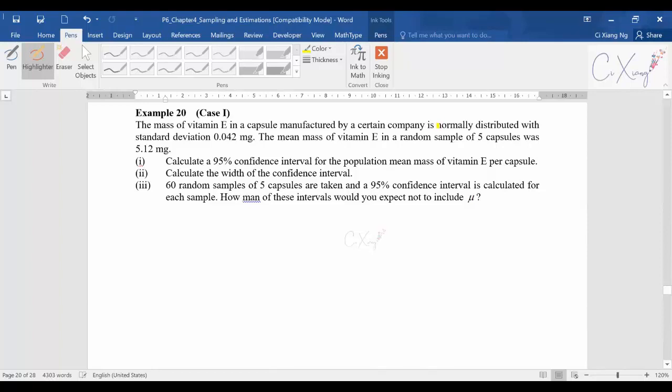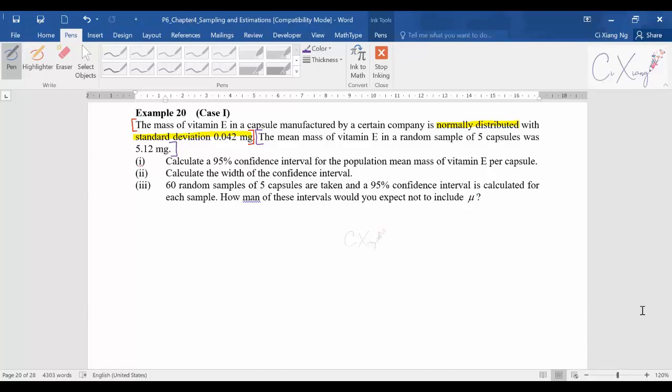Maybe first I want you to highlight the words normally distributed and then standard deviation 0.042. For this first sentence, maybe I will put it in red color. Then for the second sentence, you will see that the mean mass of the vitamin E in a random sample of 5 capsules was 5.12. So when you read this question, there are 2 sentences here. First sentence is in red color, second sentence is in the bracket of purple color.